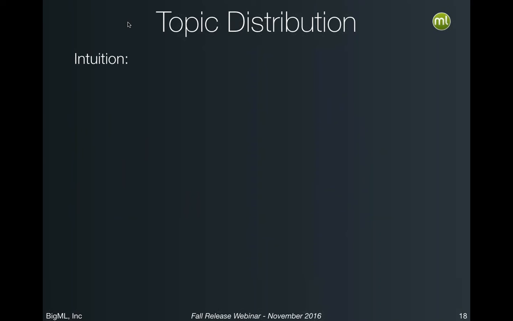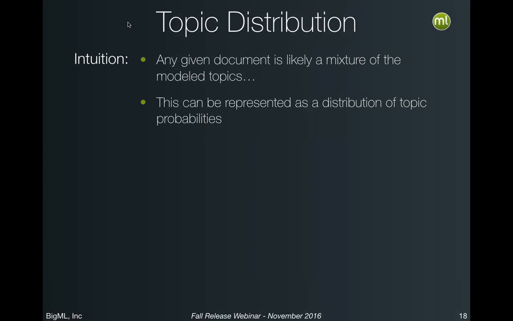Okay, so as I said before, an important part of the topic model is to be able to predict a topic distribution for instances that weren't in the training data. You always want to be able to use the model to explain stuff about data that you didn't use in training the model. So the idea here is that usually a document, if it's long enough, is going to be a mix of topics. It's not going to be generated by just a single topic. And we're going to represent that as a distribution over topics, so a distribution of topic probabilities.